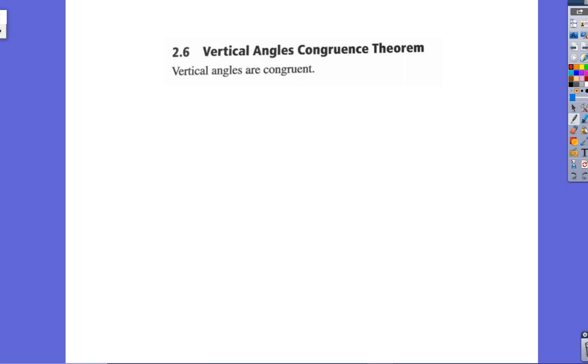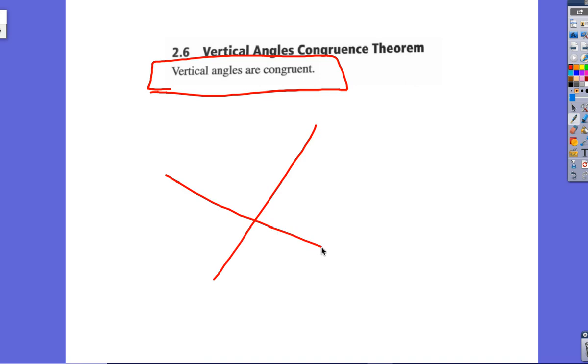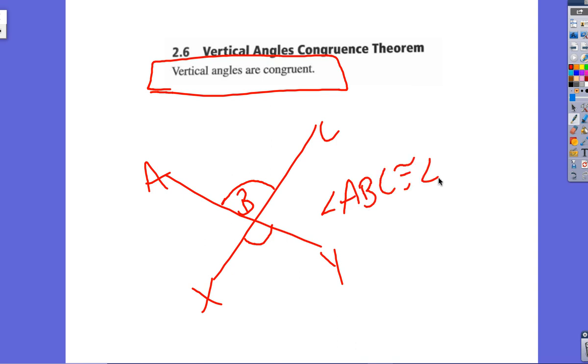The next one I want to talk about is the vertical angles congruency theorem. This is my number 2 overall look for in all proofs. Why? Because we all can simply identify that vertical angles are congruent. We know that we have our vertical angles. We can say, hey, if this is A, B, C, and this is X, B, Y, from this angle right in here and this angle right in here, I can easily say that angle ABC is congruent to angle YBX by the vertical angles congruency theorem.